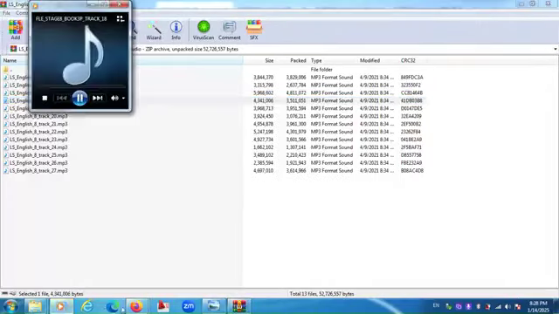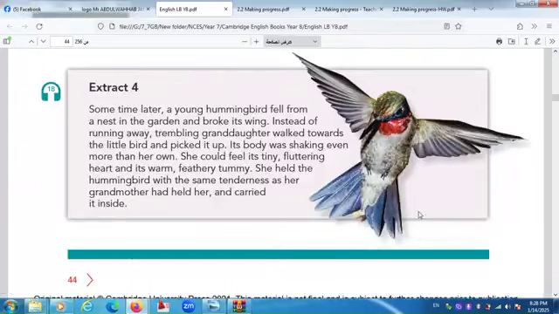Extract 4. Some time later, a young hummingbird fell from a nest in the garden and broke its wing. Instead of running away, the trembling granddaughter walked towards the little bird and picked it up. Its body was shaking even more than her own. She could feel its tiny fluttering heart and its warm feathery tummy. She held the hummingbird with the same tenderness as her grandmother had held her, and carried it inside.